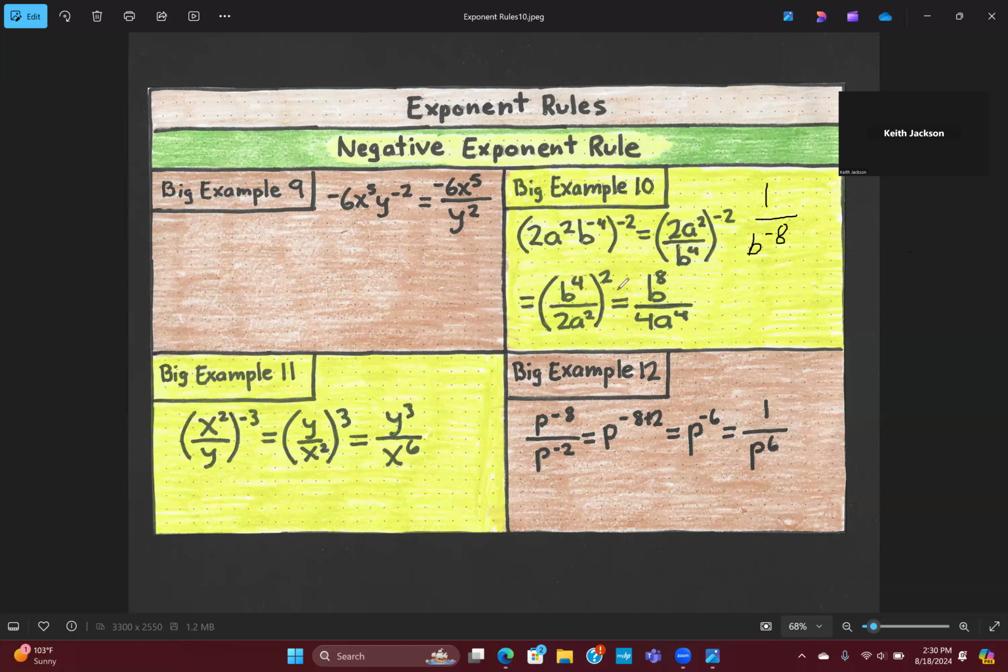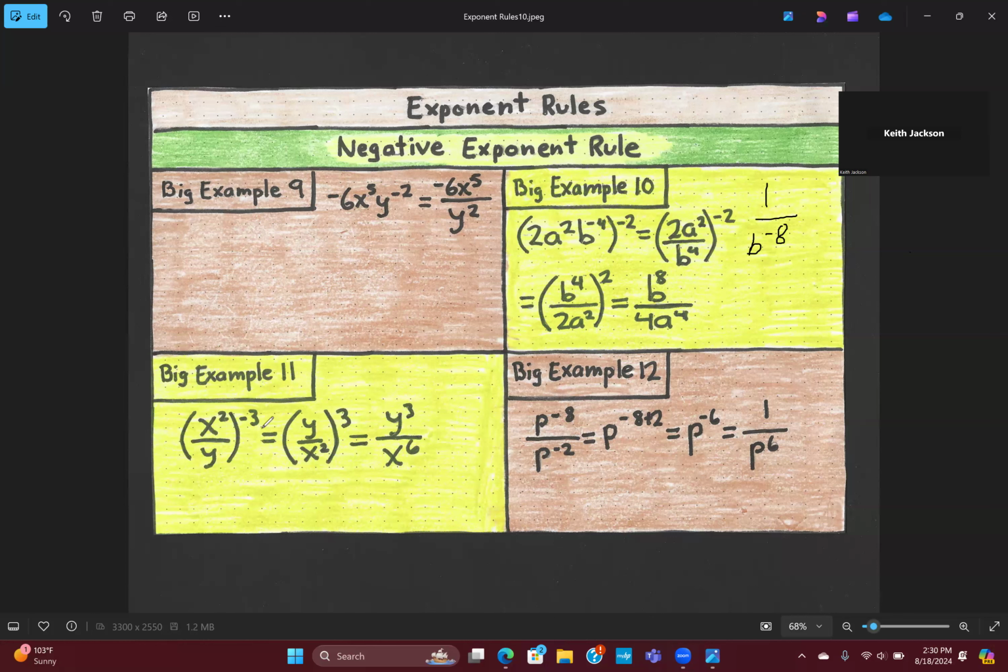And now we can just simply do what we normally do with exponents. And so we have right here, 2 raised to the second power would give us 4, and we have a raised to the second power raised to the second power, and that would give us a raised to the fourth power. So our final answer is going to be b raised to the eighth power over 4a raised to the fourth power. Now let's move to big example 11 to help us understand that concept even further.